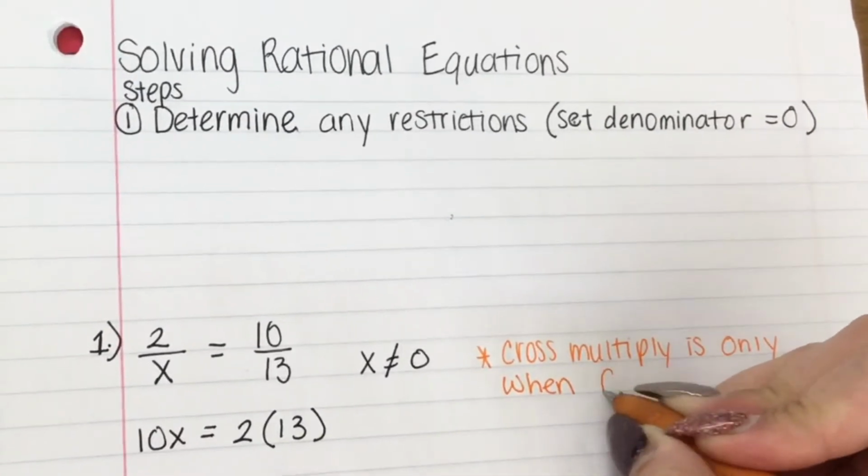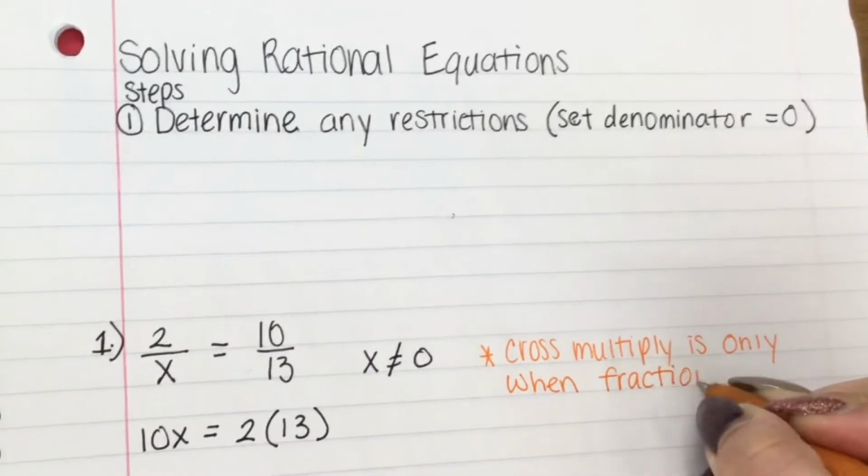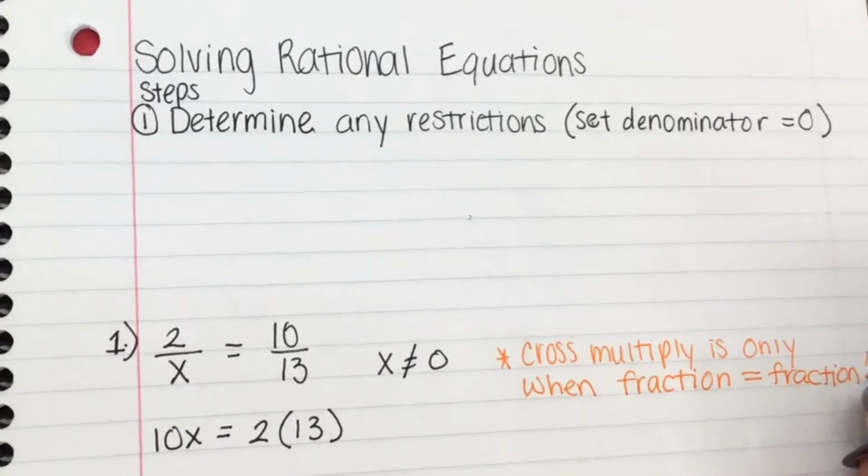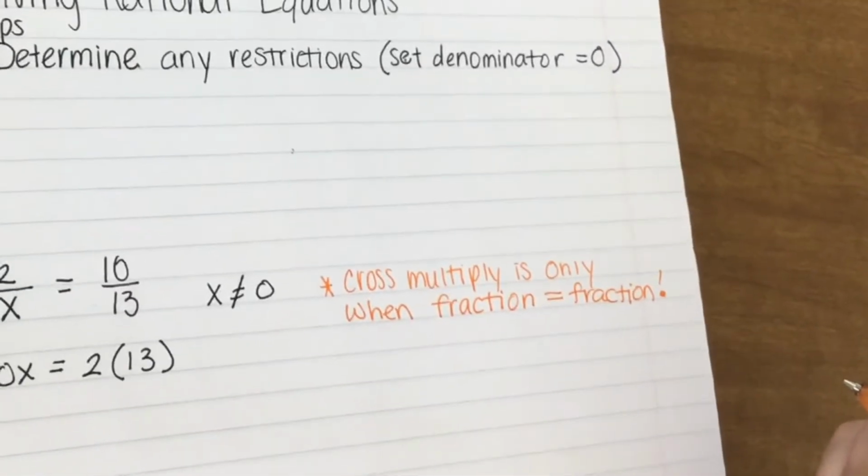Please just remember that cross multiplication is only when you have one single fraction equals one single fraction. If there's other stuff going on, we're going to have to do something different.